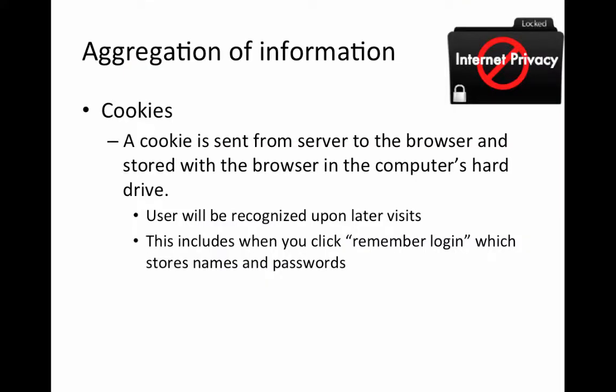So the next topic on aggregation of information is cookies. A cookie is basically sent from a server to the browser, and it's stored within the browser on the computer's hard drive. Now these cookies are used to make the interaction with websites easier for users. Once you go onto a website, you will be recognized upon later visits if you have these cookies saved. So this includes when you click Remember Login, which stores names and passwords. Those are cookies.